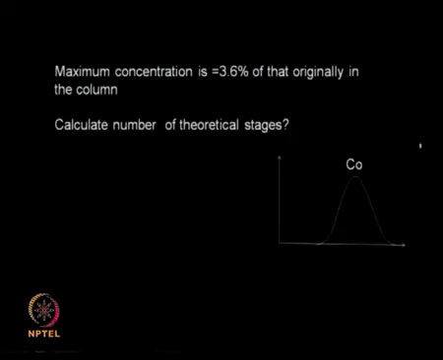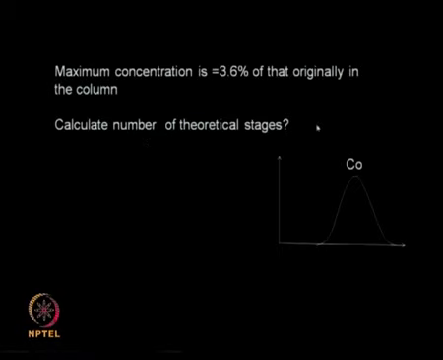Now let us go forward and look at another problem, the same problem but an extension. Now the maximum concentration is 3.6% of that originally in the column. Calculate the number of theoretical stages. Last time we looked at different ways of calculating theoretical stages, based on the retention time and standard deviation, and based on the retention time and width at half maximum. Now this is a third approach by which we can calculate the number of theoretical stages. We know that the maximum concentration is 3.6% of that originally in the column.